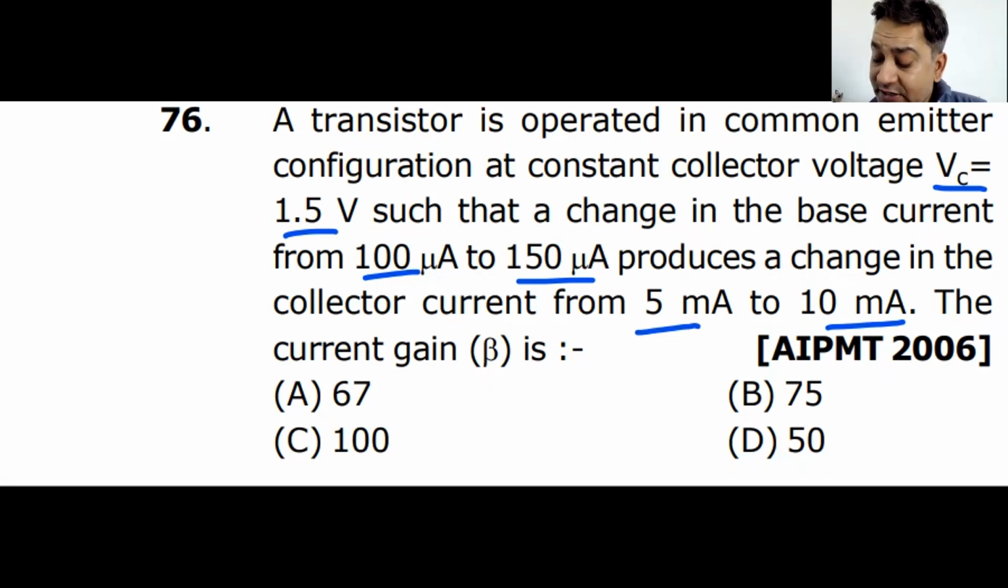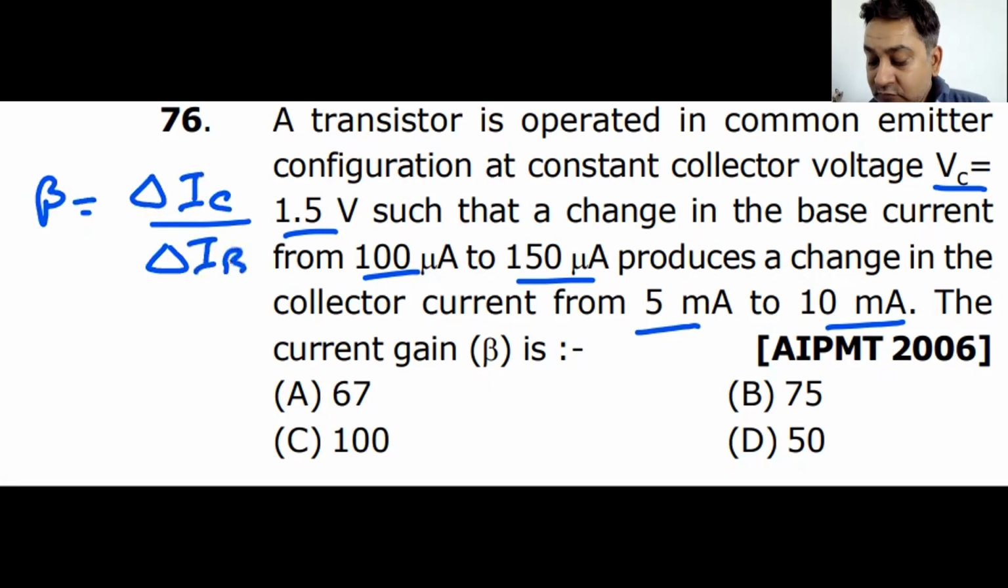Tell me, what is the value of beta? Change in collector current divided by change in base current. Yes or no? Yes, sir. You cannot subtract and divide. Shall I tell you how to subtract and divide? Beta is equal to 50.